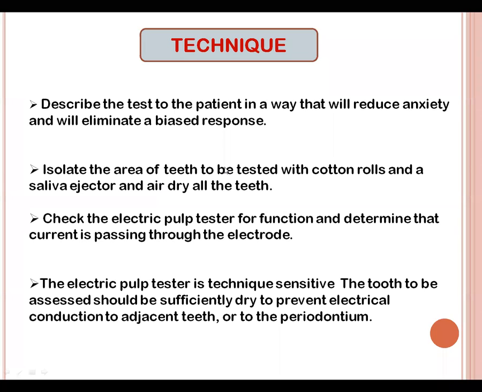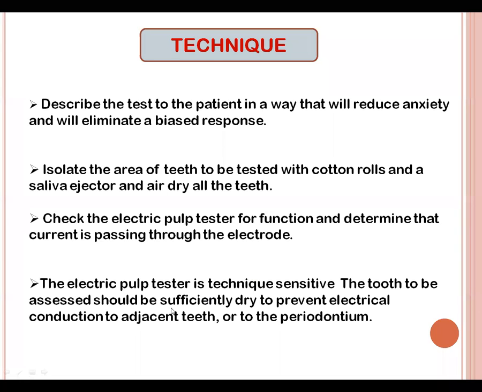Isolation is very important. Suppose you are using an electric pulse tester on an upper central incisor and it is not isolated, then that current will flow to the other central incisor and lateral incisor as well, because of which you can get a false positive or a false negative response. So this is very important. You have to check the electric pulse tester for function and determine that the current is passing through the electrode, and then the electric pulse tester is technique sensitive.